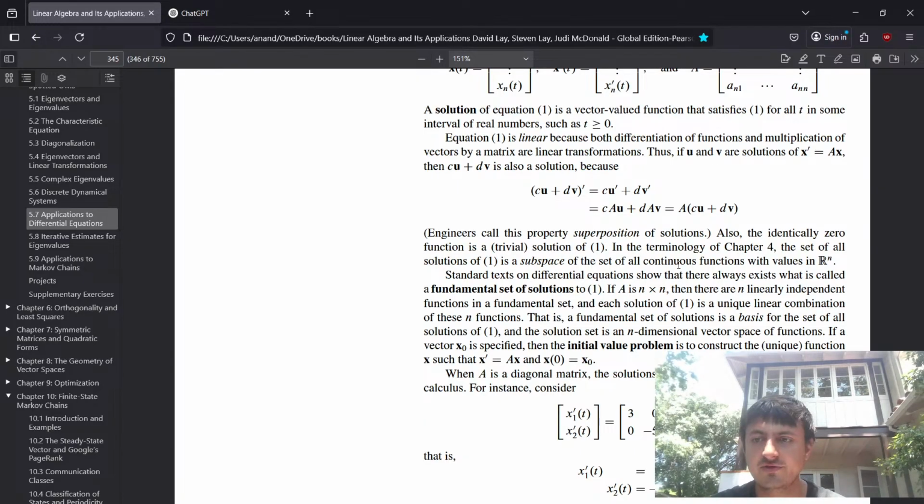In the terminology of chapter 4, the set of all solutions of 1 is a subspace of the set of all continuous functions with values in R^n. Standard texts on differential equations show that there always exists what is called a fundamental set of solutions to 1. If A is n by n, then there are n linearly independent functions in a fundamental set, and each solution of 1 is a unique linear combination of these n functions. That is, a fundamental set of solutions is a basis for the set of all solutions of 1, and the solution set is an n-dimensional vector space of functions.